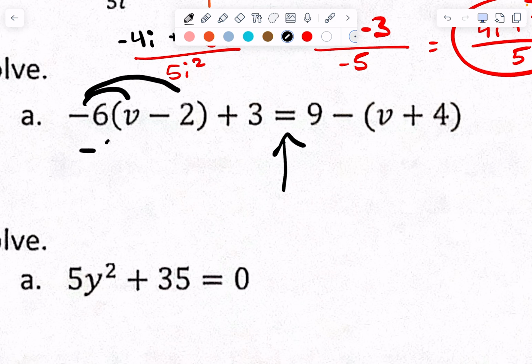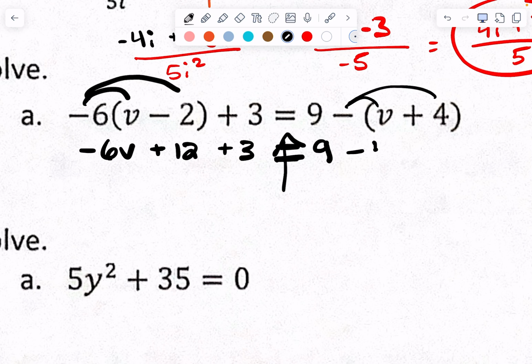Okay, got it. Negative 6v plus 12 plus 3 equals, you can put them together if you want to. I'm just going to 9. And then here's the equal sign. Distribute the negative. Minus v minus 4. Yep. Okay, so negative 6v plus 15.